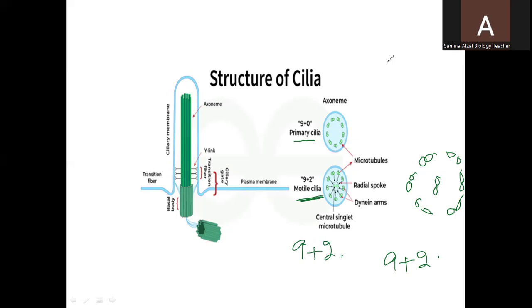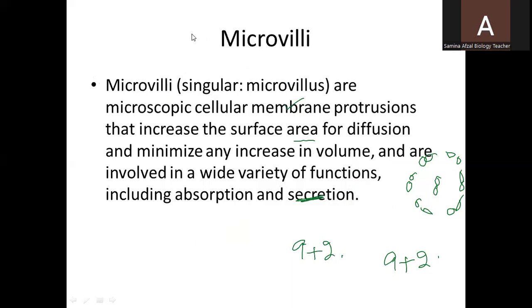Motile cilia will have the 9 plus 2. The primary cilium will not have the 2 which are present in the center. I would like to say the structure is a little bit different in primary cilia and motile cilia. Motile cilia are those cilia which help in movement or locomotion. They are very close to the structure of centrioles, because centrioles are also made up of these microtubules.